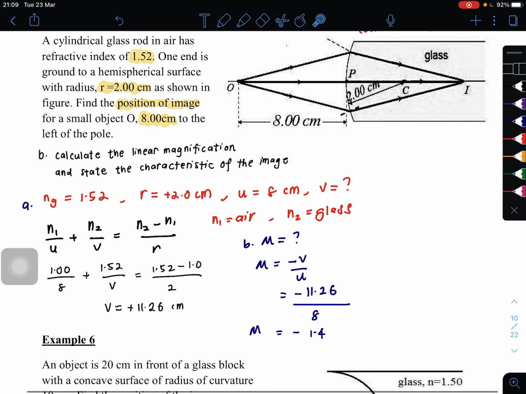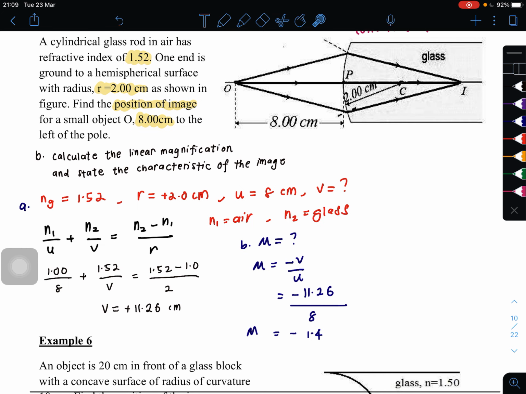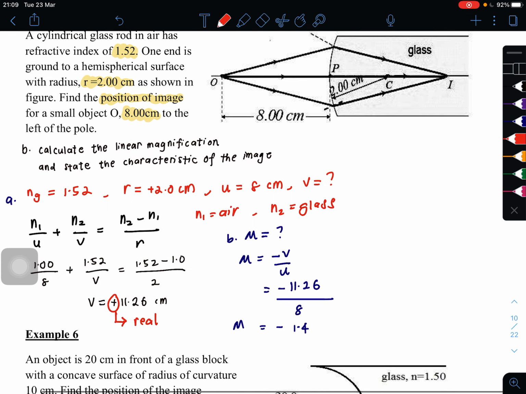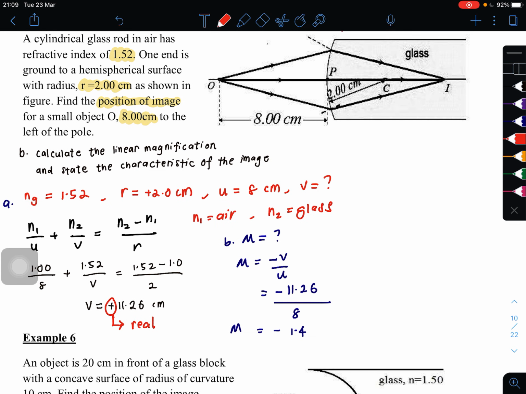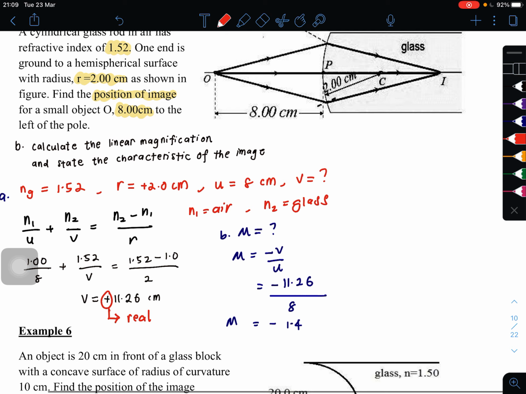Okay, now we want to state the characteristic of the image. So first, kita tengok value V. V dekat sini adalah positive, right? So positive here means, okay, kena ingat positive always mean it is real image. And then next one kita tengok the sign convention for M. M kalau negative meaning that it is inverted.